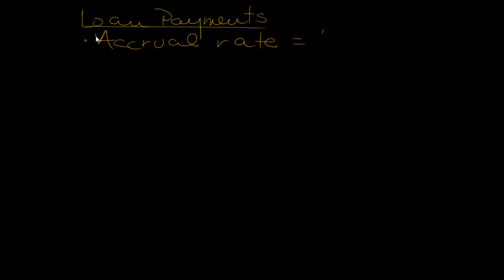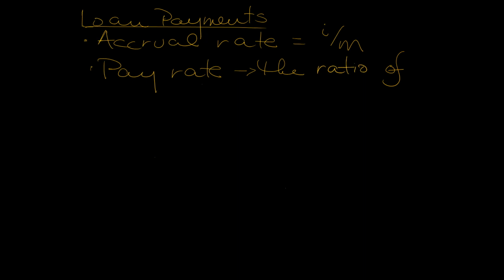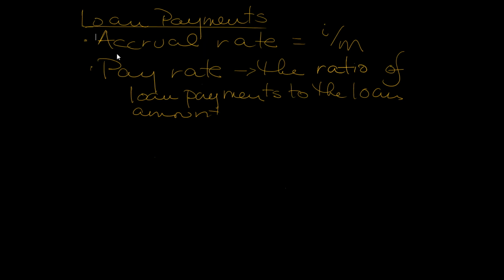We need to identify some additional terms when we start talking about calculating payments and loan balances. First, the accrual rate is the frequency at which a loan requires interest to be accrued, and we calculate it as the interest rate divided by the number of compounding periods. The pay rate is the ratio of the loan payments to the loan amount, and that's not necessarily going to be equal to the accrual rate.